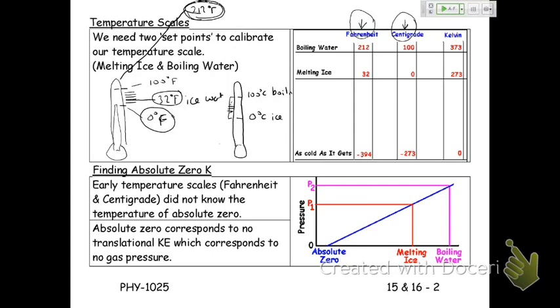The problem with both of them is that 0 is not no average energy per particle. And in about 1850, we've already got steam engines. The Industrial Revolution is already going on.